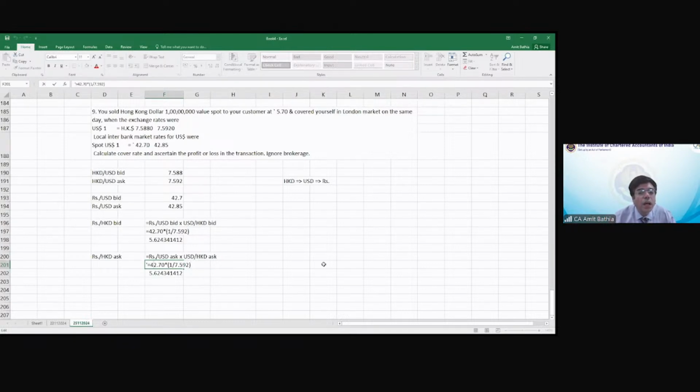This is the ask price, 42.85 into 1 upon 7.588. So I get 5.64. So I have calculated the rate now.